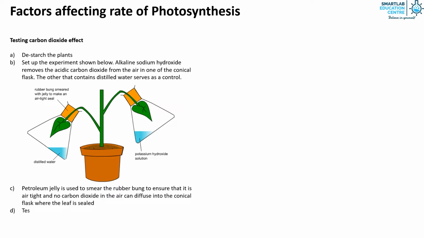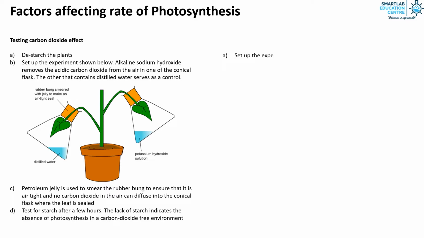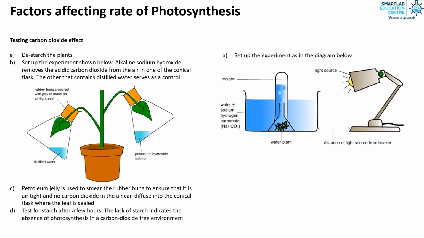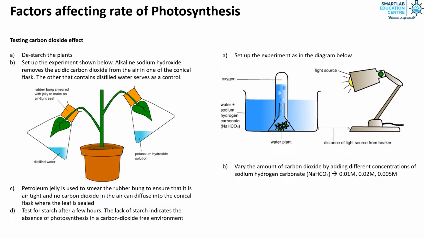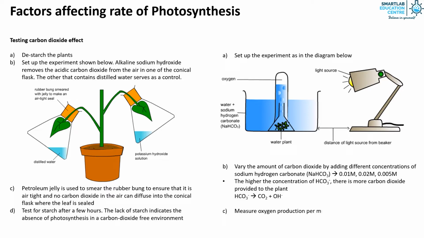After a few hours, test for starch. The lack of starch indicates the absence of photosynthesis in a carbon dioxide-free environment. The next experiment we can do is to set up the experiment as in the diagram shown below. In this experiment, we will vary the amount of carbon dioxide by adding different concentrations of sodium hydrogen carbonate. The higher the concentration of sodium hydrogen carbonate, the more carbon dioxide is provided to the submerged aquatic plant. Rate of photosynthesis is then measured by counting the number of oxygen bubbles produced per minute.